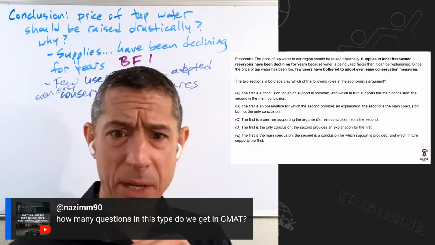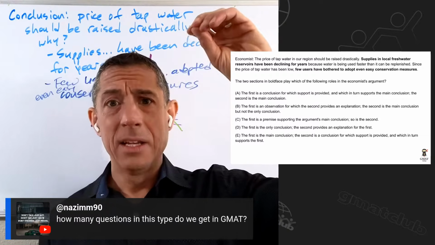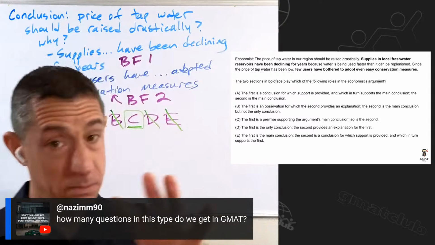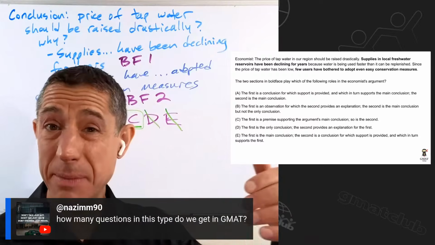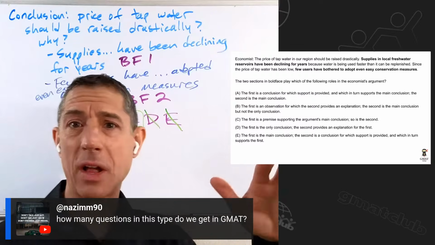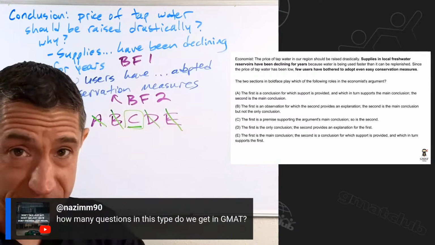Nazim, good question. How many questions of this type do we get in the GMAT? So I said this briefly at the beginning. Looking at official questions and the practice test, you get about 10%, maybe just a little bit more. I'd call it 10 to 12, maybe 15% max of your critical reasoning questions.